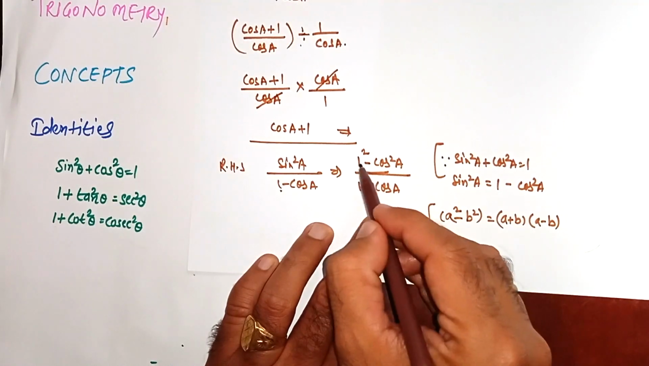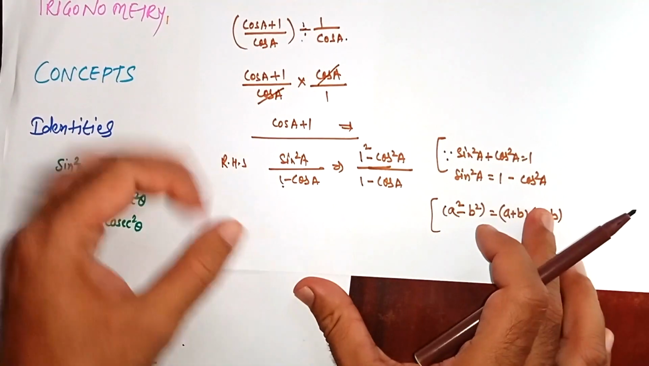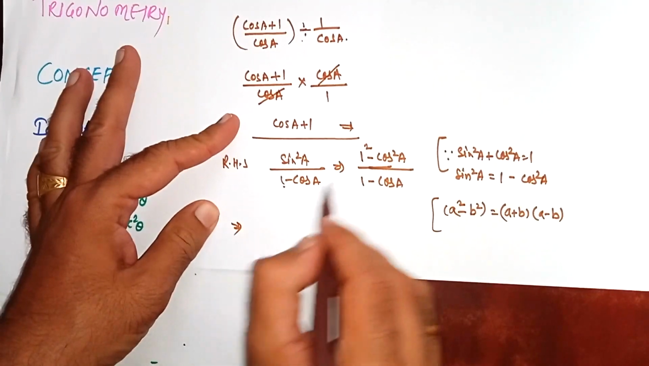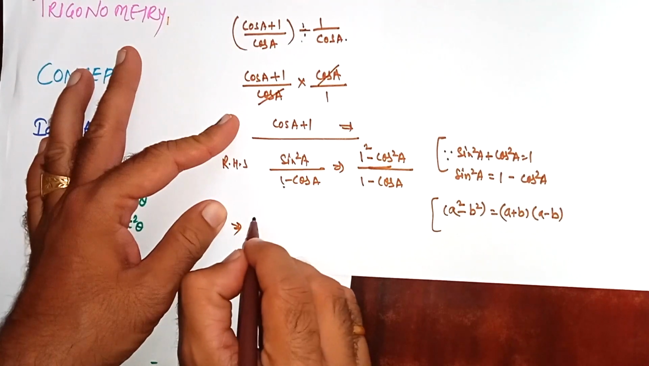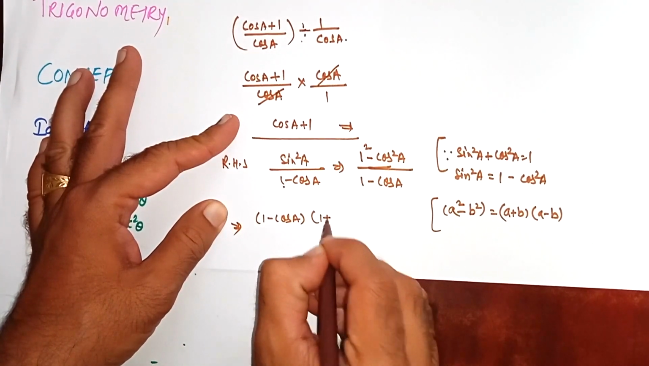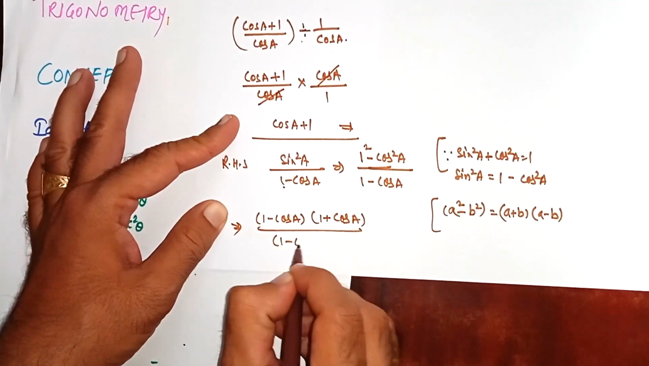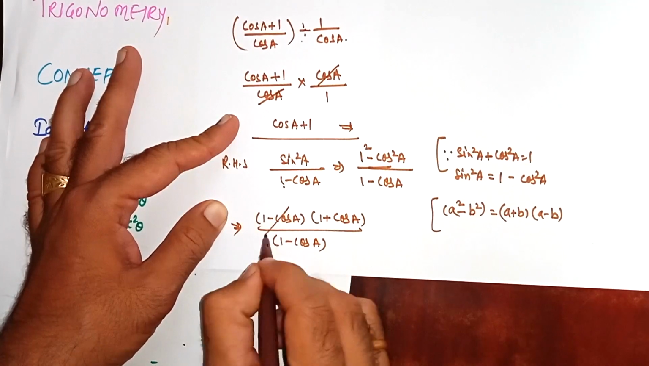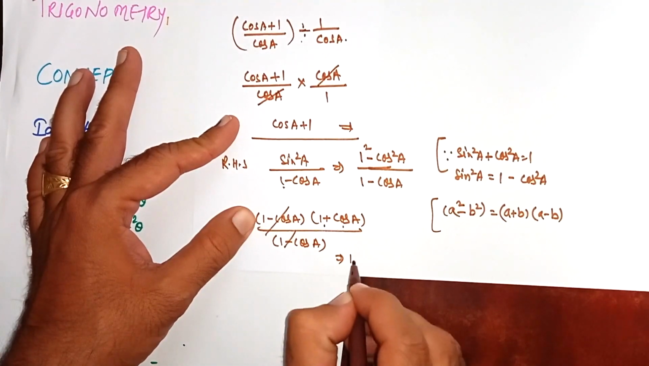So what is our a here? a is 1, and what is our b here? b is cos a. So let's apply this. So 1 square minus cos square a will become 1 minus cos a and 1 plus cos a, and what was below? It's 1 minus cos a. So let's deduct these two. We are left with 1 plus cos a.